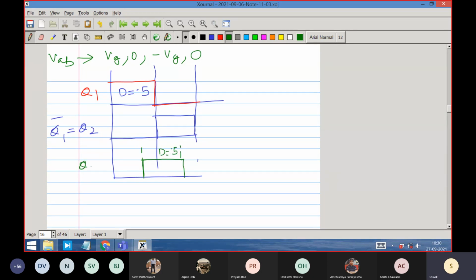This is the Q3 pulse. Okay, this variable I am defining as D5. This is the TS.